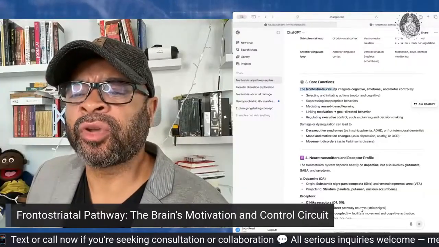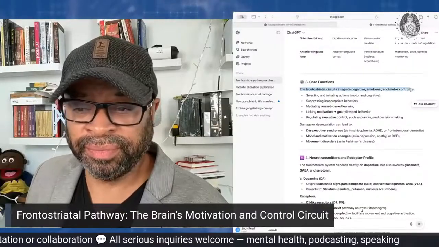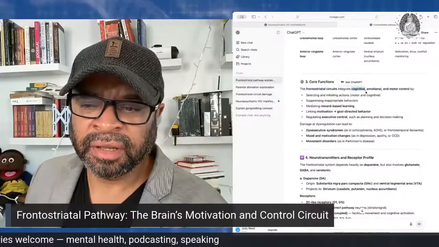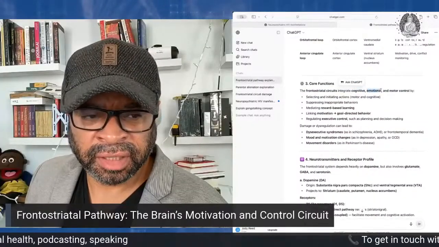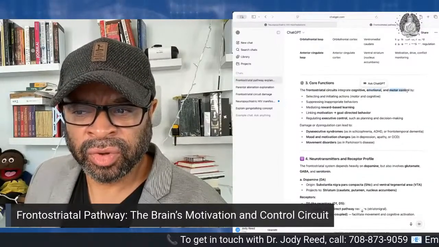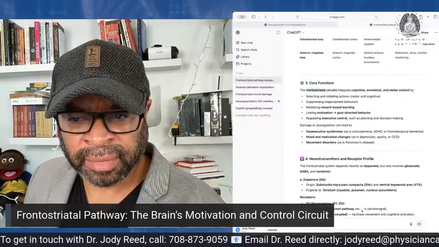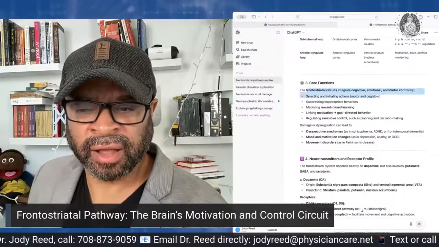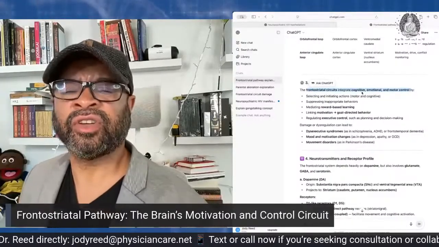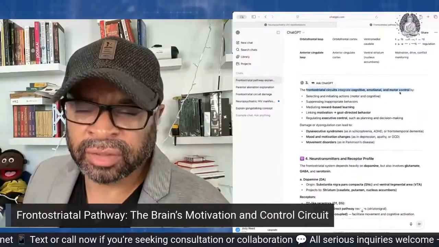You have these frontal striatal circuits. They integrate cognitive, emotional, and motor control, right? Remember, in schizophrenia, the diminished cognitive processing, the diminished emotional range or apathy, and also the motor movement changes. So damage to this frontal striatal circuit, you can see the areas that the patient will have the most dysfunction in, meaning cognitive areas, emotional areas, or movement disorder areas.